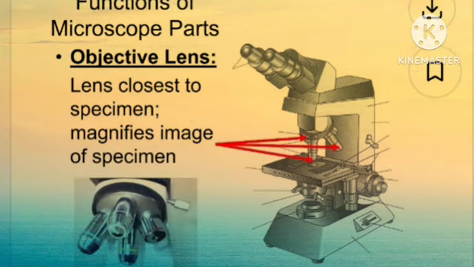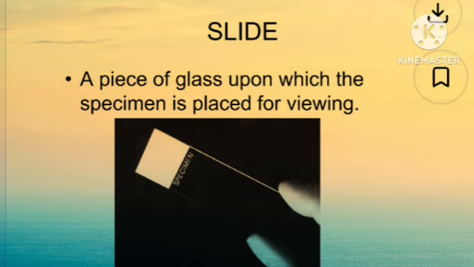Next, the objective lens. This is the primary lens, closest to the specimen, mounted on a rotating nosepiece. Standard options include scanning 4x, low power 10x, high power 40x, and oil immersion 100x.